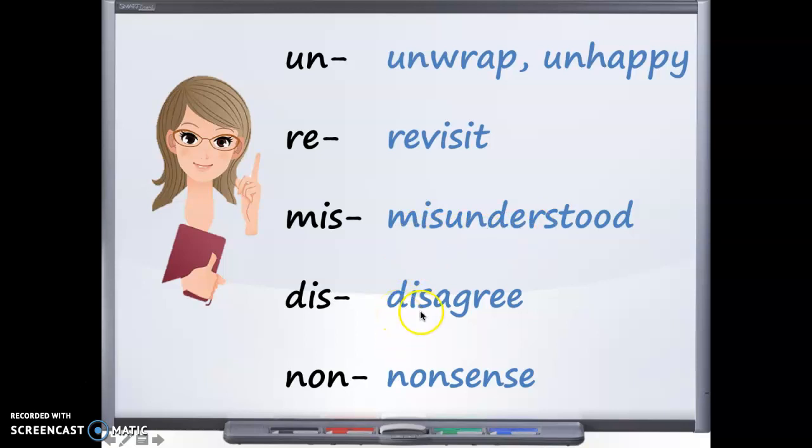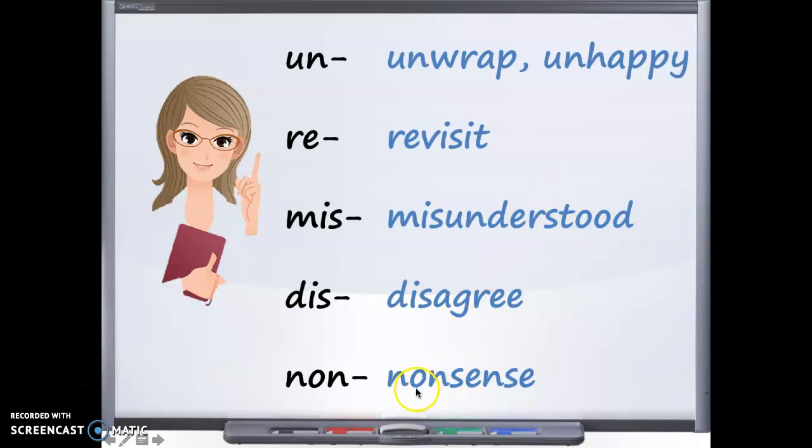Next, I have the word disagree. The base word here is agree. If I agree to something, it means I like the idea or I'll do something, right? But if I disagree with somebody, dis means not. So when I add that prefix onto the word agree, it means that I don't agree with that person's opinion or I don't agree to do something for someone. I'm not going to agree or I'm not going to do something.